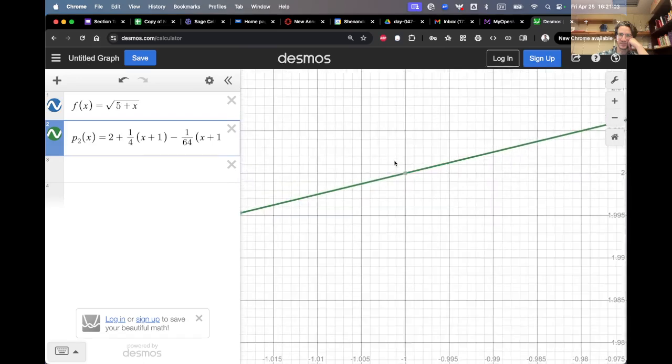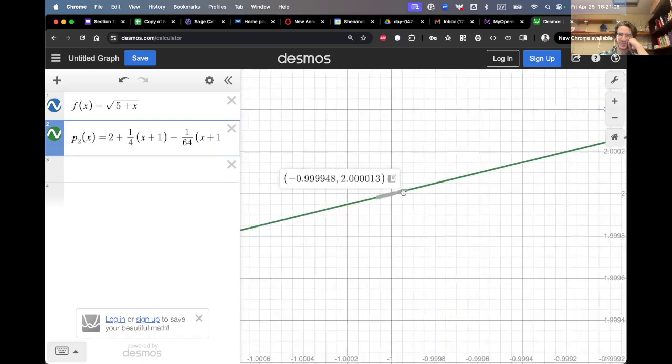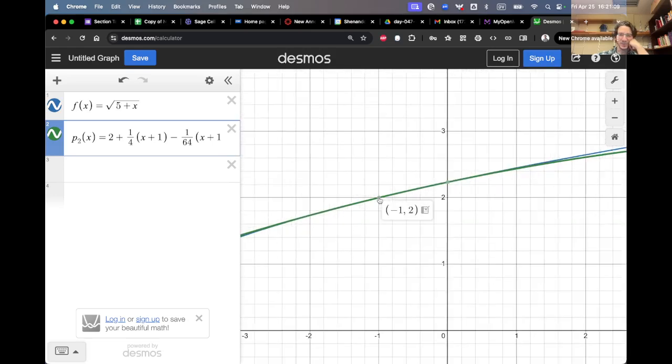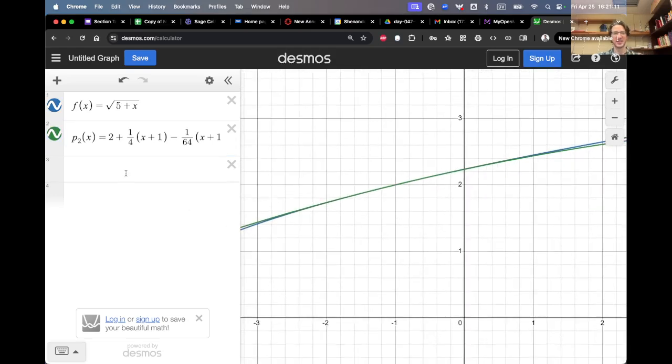And actually, Desmos is a little silly here. Desmos is having trouble with round-off error. But there you go. There's that second-degree Taylor polynomial.